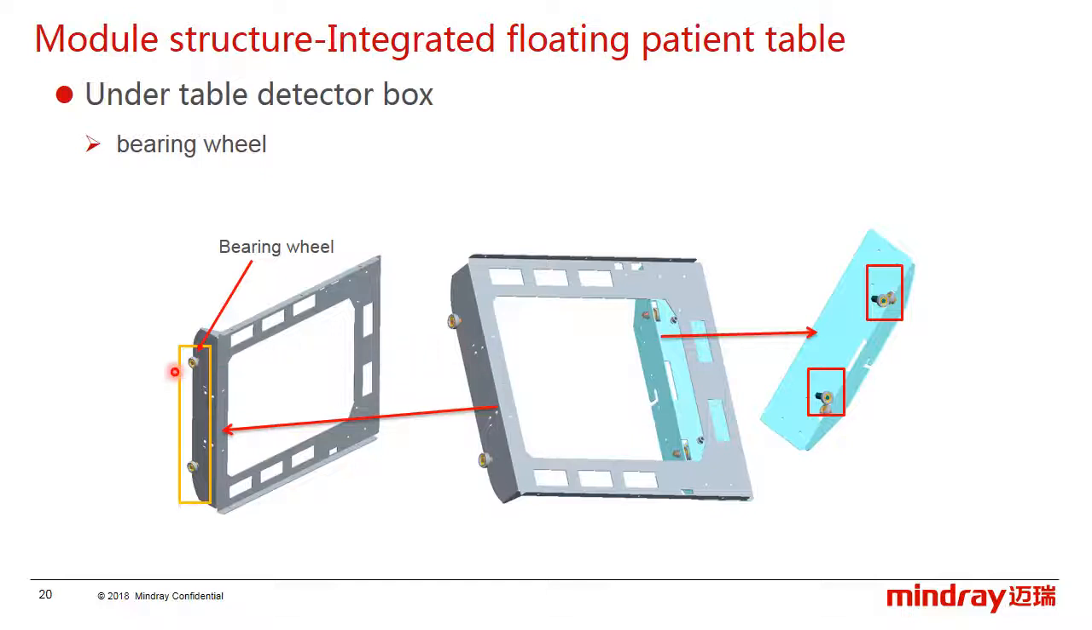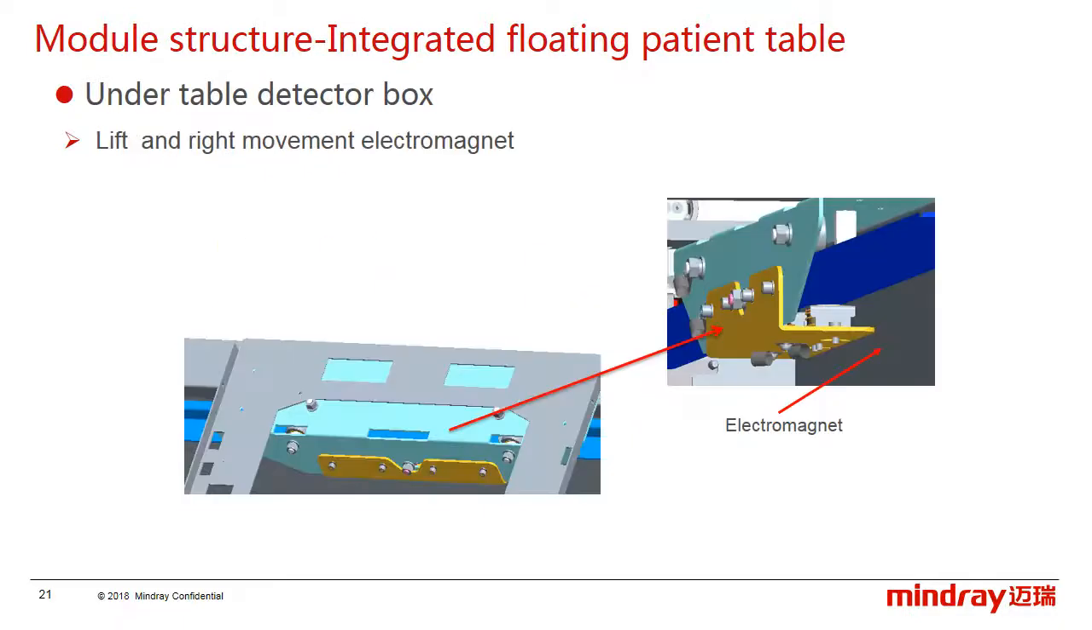You can see there are two bearing wheels under the detector box, so they can move on the guide rail. The detector box uses an electromagnet.